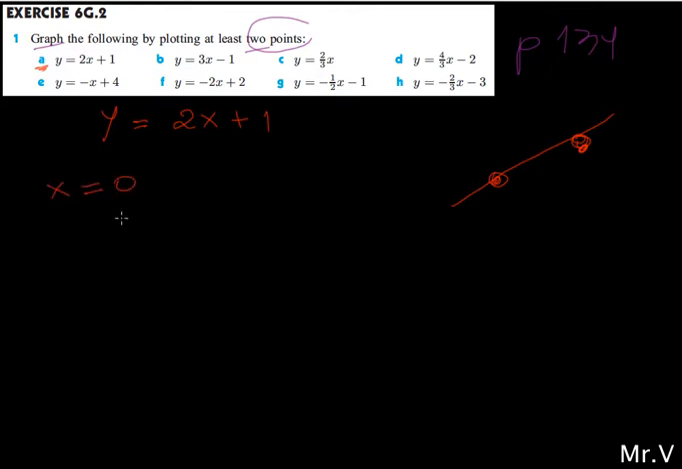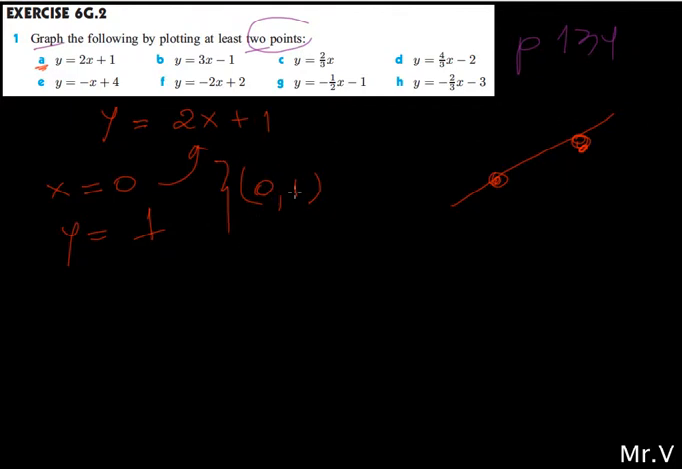You just write x equals 0 and you replace it here. So if x is equal to 0, what is y equal? 1. There you go. So this is my first point.